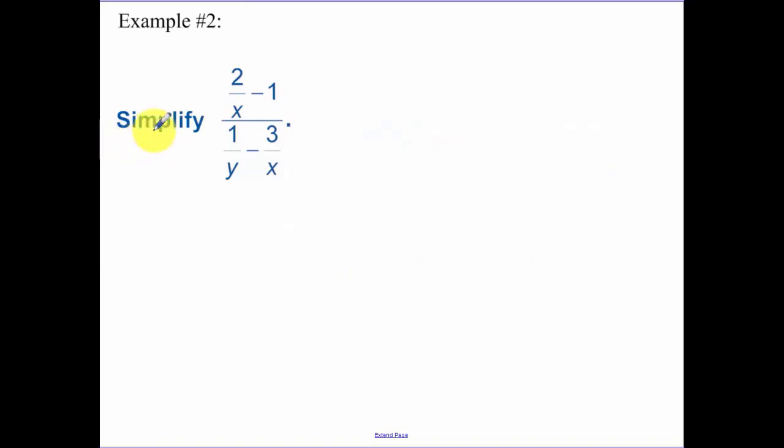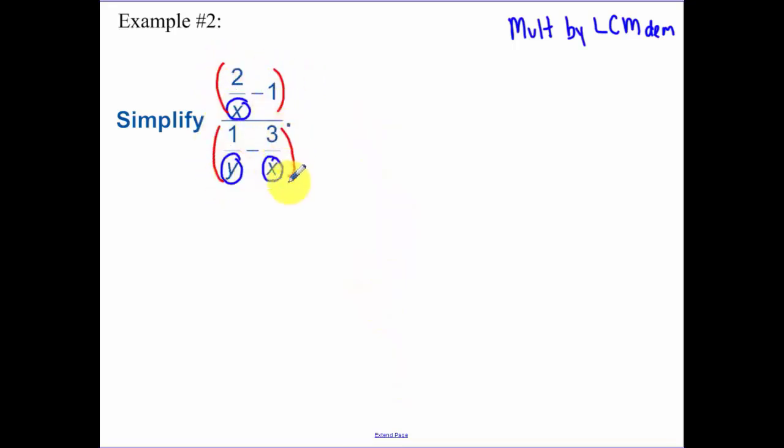Okay? So the second way to do this is to multiply by the least common multiple of your denominators. So look at x, look at y, and look at x. What's the least common denominator between each one of those? And you're going to multiply the whole numerator and the whole denominator by that denominator. So if you multiply by xy, multiply by xy.